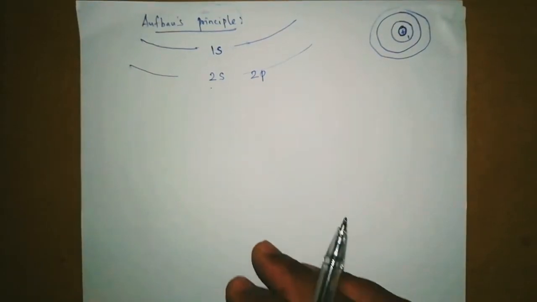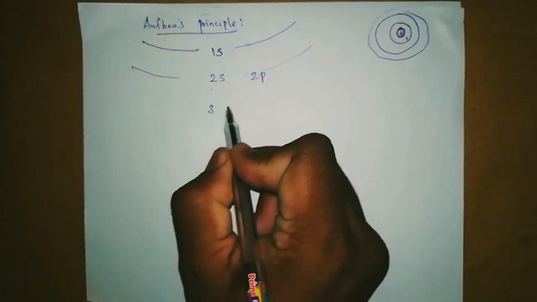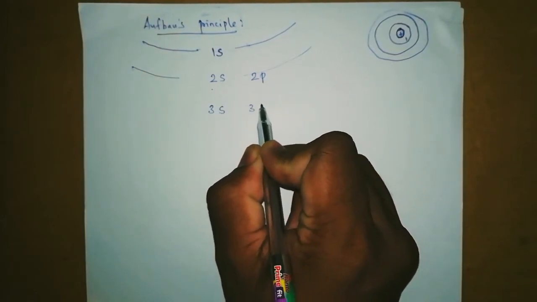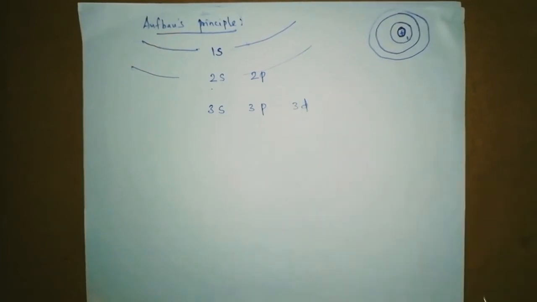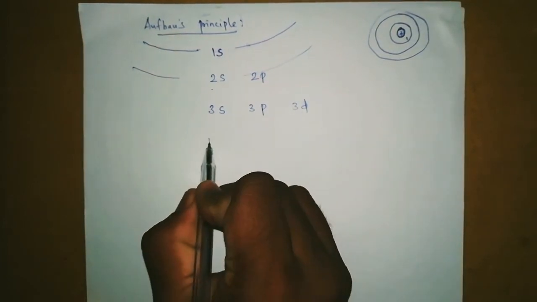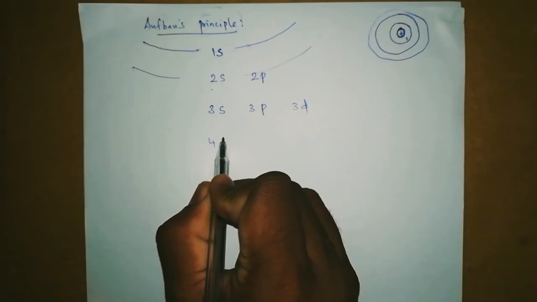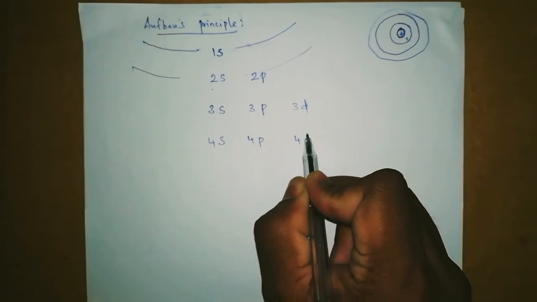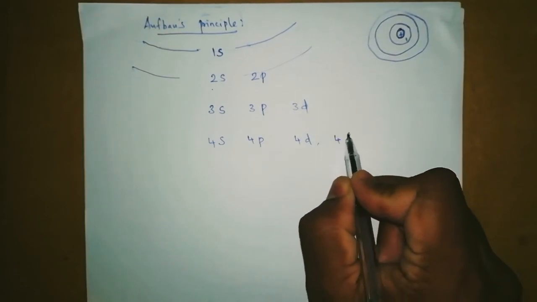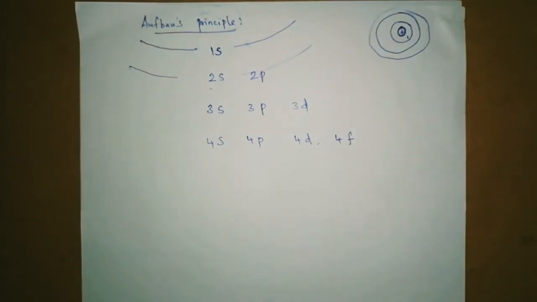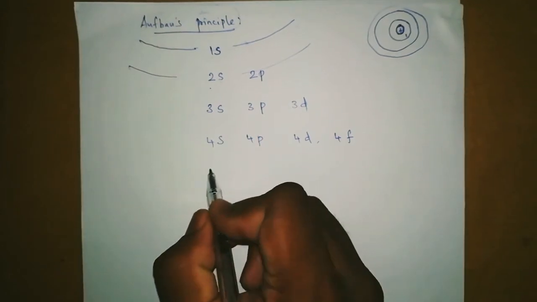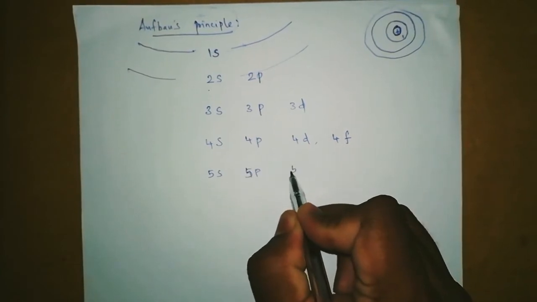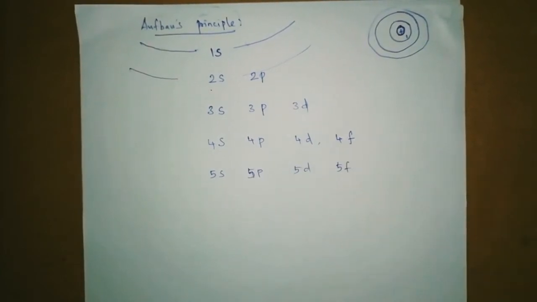Will you be able to understand this? Yes. So what is inside the third shell? 3s, 3p, and then 3d. And then inside the fourth shell, 4s, 4p, 4d, and then 4f. Will you be able to understand this? And then if I go on, inside the fifth shell there is 5s, 5p, 5d, 5f, all of these.